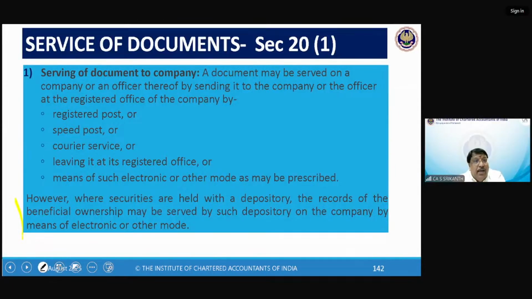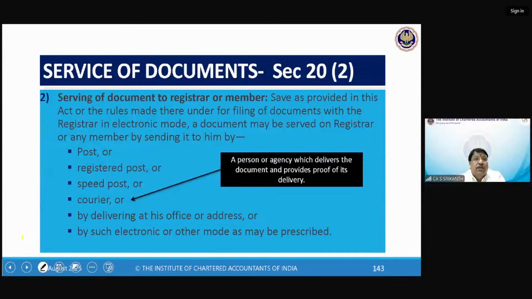Similarly, serving of documents to the registrar or member. Please note, to the member. To the member also you can serve it at the address given by him in the application and nowhere else. You keep on changing your address, that is not my problem. You have given one address in my record. To that address only I will send.